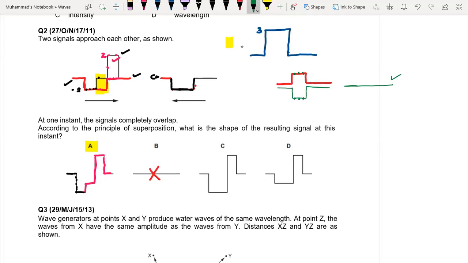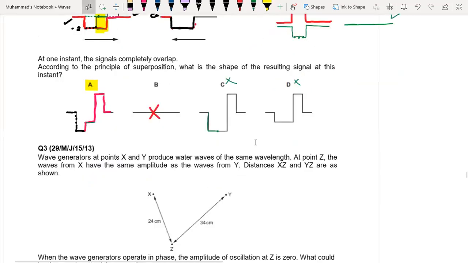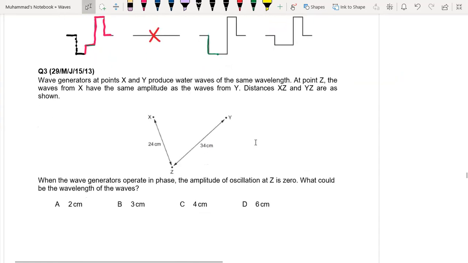And why is C incorrect? You can see that during this interval, displacement is more, but after that, one wave has zero displacement and the other is negative, so the sum will be like this. So that's why these are also incorrect. Okay, so the basic idea is you have to overlap these waves and find the resultant displacement by adding the individual displacements of the two waves. Let's talk about question 3.